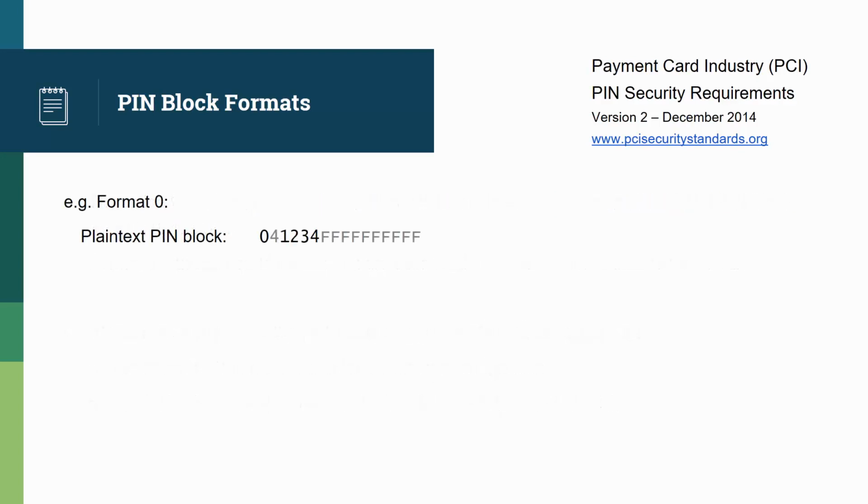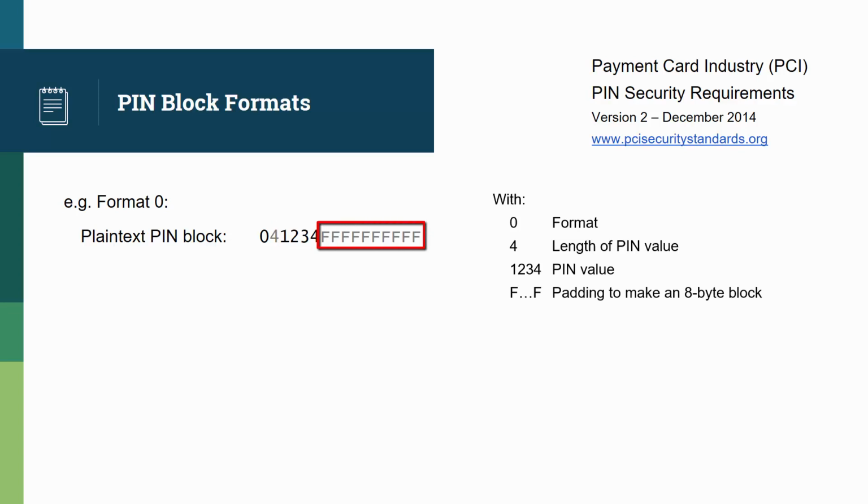Let's look at that in more detail. The simplest block is with format 0. The plaintext PIN block is formatted like this, with the leading 0 indicating format 0, 4 being the length of the PIN value, 1, 2, 3, 4 being the actual PIN value, and the rest are padding with F to form an 8-byte block.